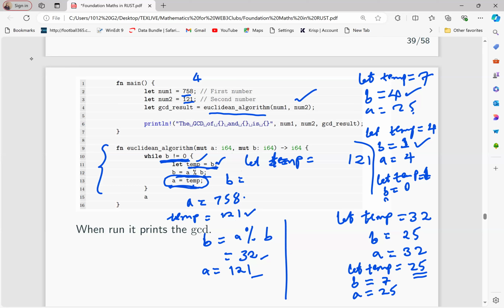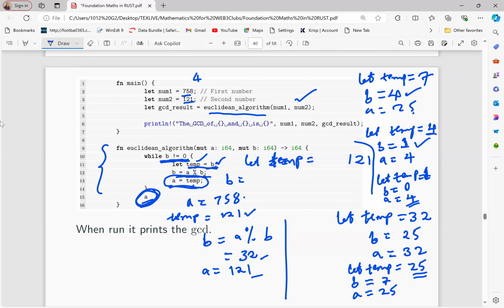What about A? A is what was temporary. What was temporary is 4. Now, what does this say? Our A here becomes the GCD. This is what it says, our A becomes the GCD. So the A that you left with becomes the GCD.